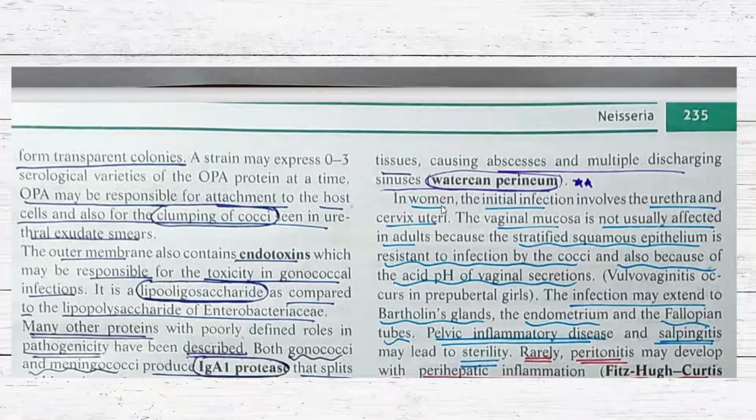Now let's see in women. In women, the initial infection obviously involves the urethra and the cervix uteri. Very important is that the vaginal mucosa is not affected in adults. Why? The vagina has a stratified squamous epithelium, which is resistant to infection by cocci, and also the vaginal secretions have an acidic pH, which provides some extra protection.